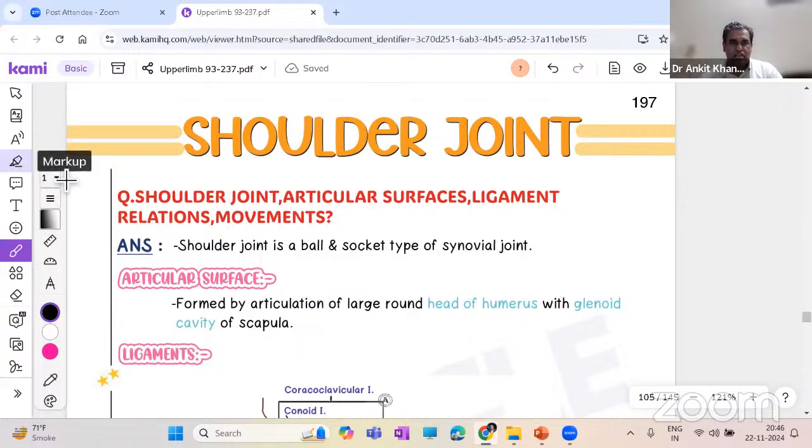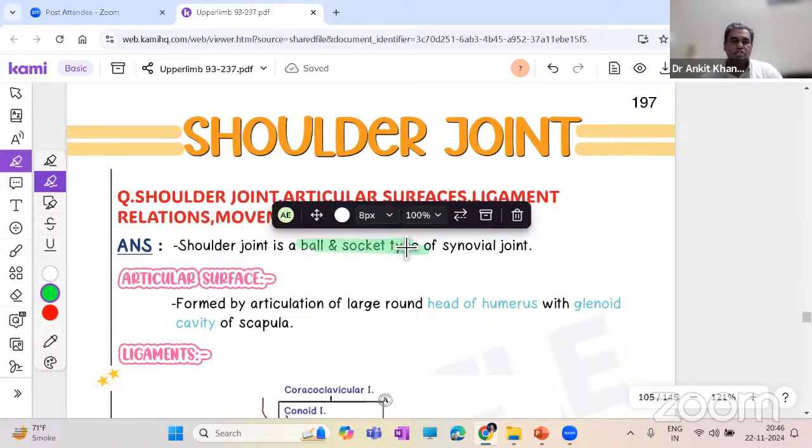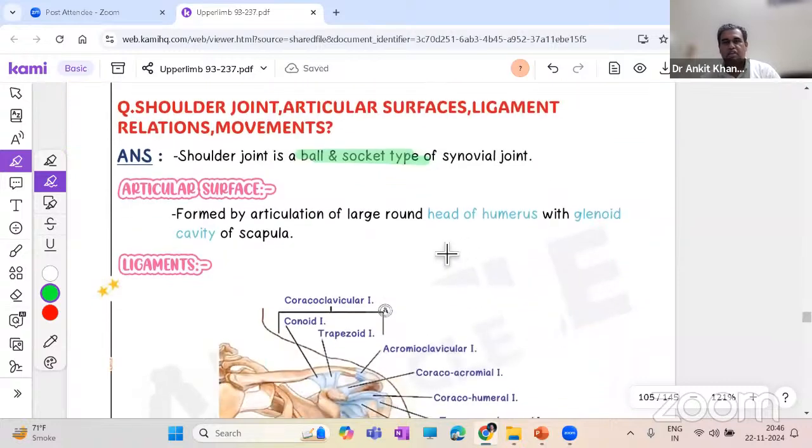Okay, so let us see. So again, it is which type? Ball and socket. The variety is the ball and socket variety. Okay, what are the articular surfaces over here? We have the humerus and the glenoid cavity. So we also call it glenohumeral. We call it the GH joint, glenohumeral variety.